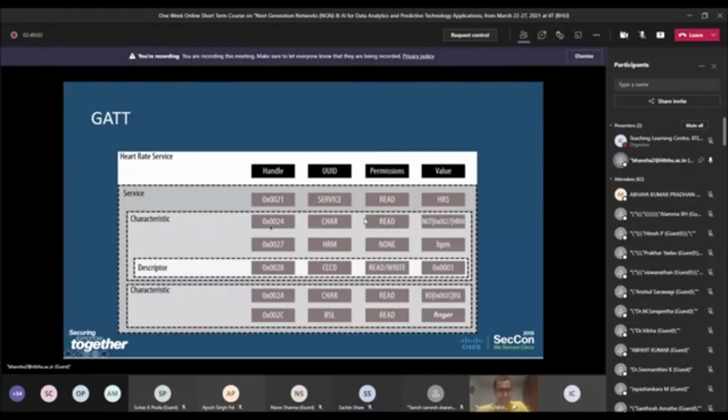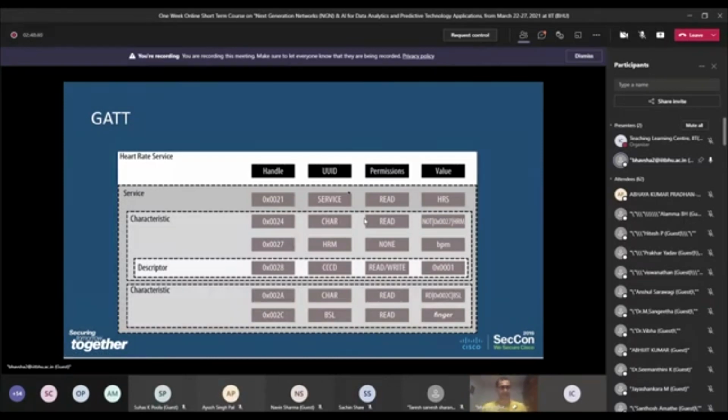Say, for example, this is heart rate. For that, there would be a specific handle. It can be any hexadecimal number, and the UID would be a 16-digit UID. And as I mentioned, this comes under the descriptor, whether it has read-write value permissions or read values and other stuff. So this is how the data looks under a GATT attribute.